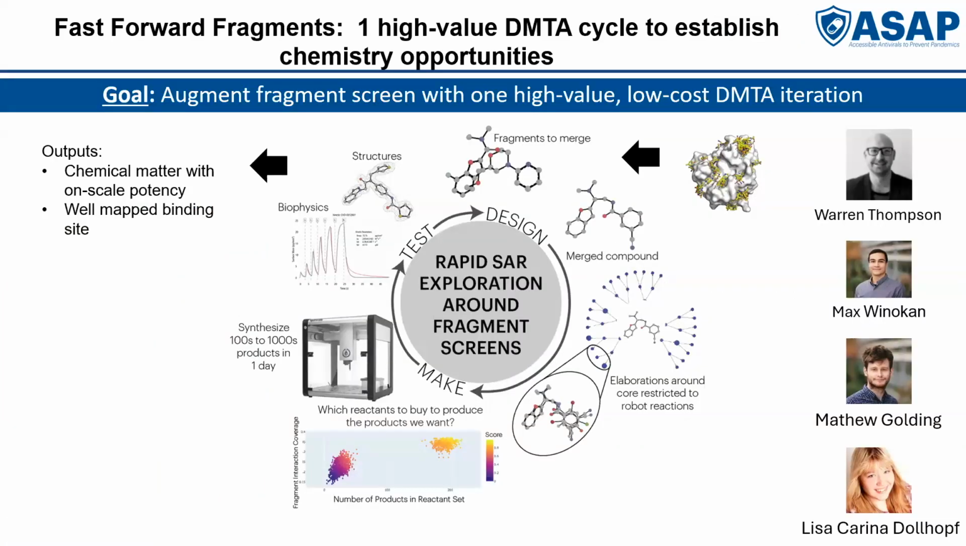For this, we are now following a fast-forward fragment pipeline available at the Diamond Light Source. And this work is carried out by Warren, Max, Matthew, and Lisa at Diamond. So the basic idea is to augment fragment screen with one high-value, low-cost DMTA iteration. And with one DMTA cycle, we will get chemical matter with on-scale potency, well-mapped binding site, in a very short span of time, and also with a low-cost approach.